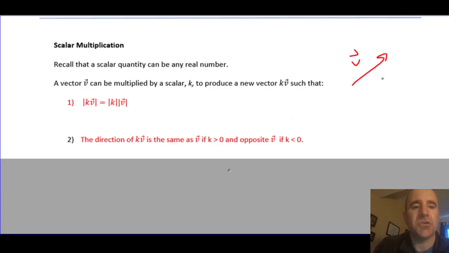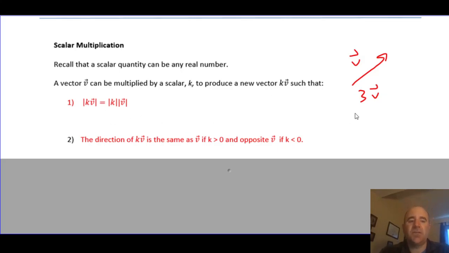You can talk about, for example, vector 3v. 3 times vector v, that's scalar multiplication, would produce a vector that has the magnitude of 3 times vector v. So if vector v had a magnitude of 2, then 3v would have a magnitude of 6. Just make sure that you're comfortable with that notation, and why I'm referring to these as absolute value signs and these as magnitude signs.